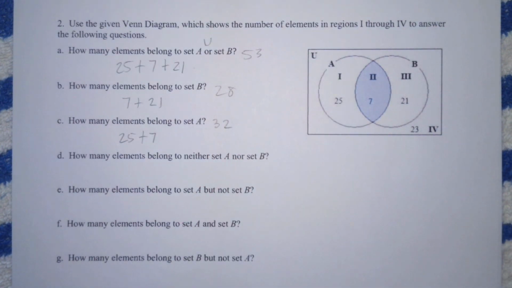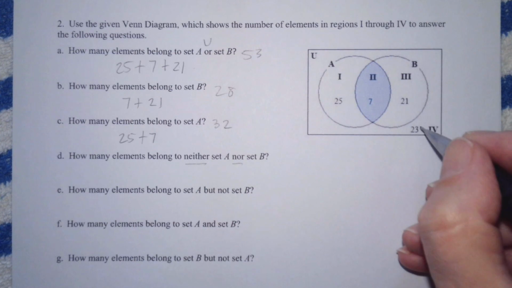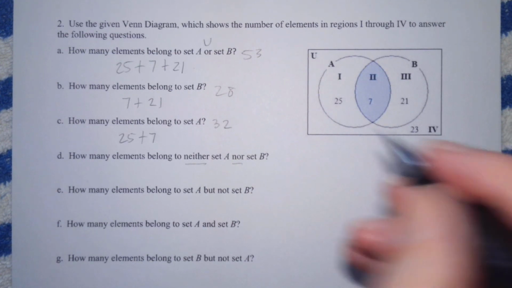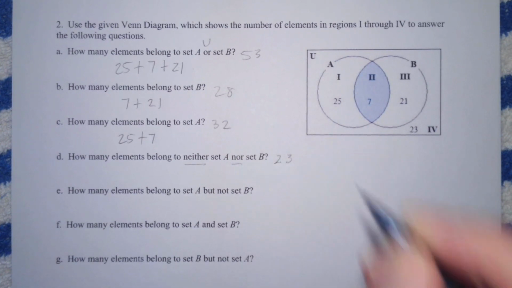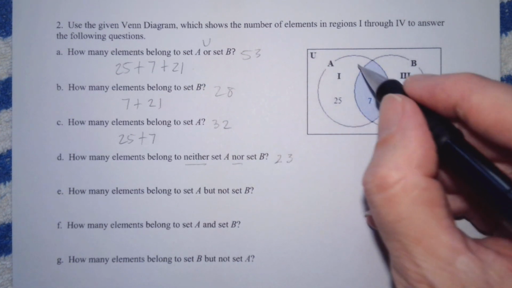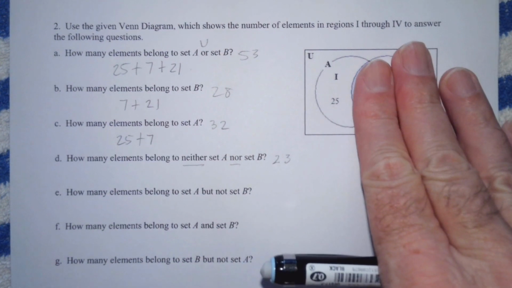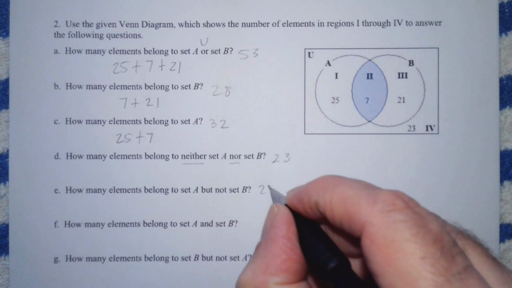How many elements belong to neither set A nor set B? Well, that would be these guys. These are the people that aren't in either of the two sets. So that'd be 23. How many elements belong to set A but not set B? So they're in A but not B. That means I need to shut out this part. So there's just 25 there.